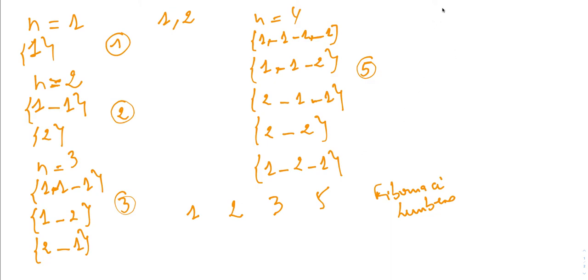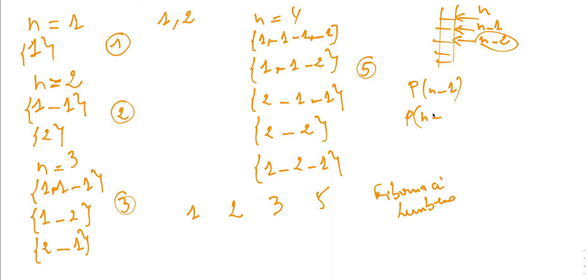So imagine we have stairs, and this is n, this is n minus 1, and this is n minus 2. Imagine we know the number of possibilities for n minus 1. I'm going to call it Pn minus 1, and we know the possibilities for n minus 2.